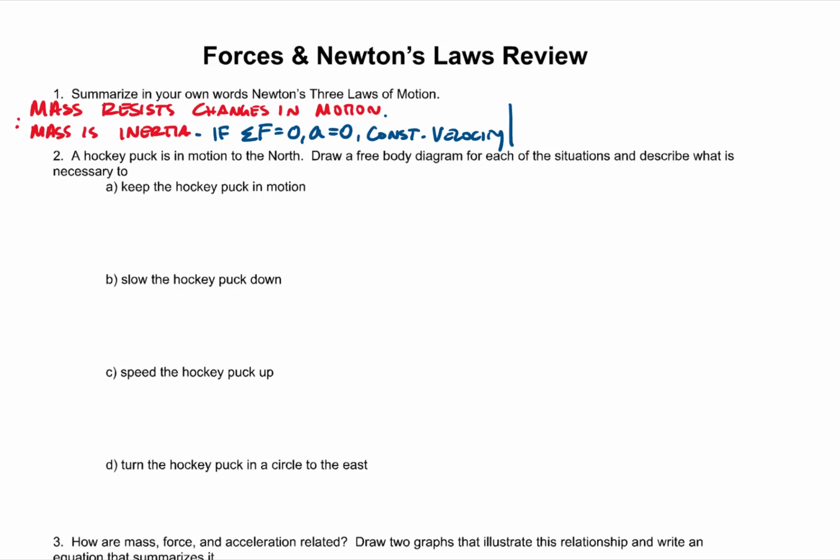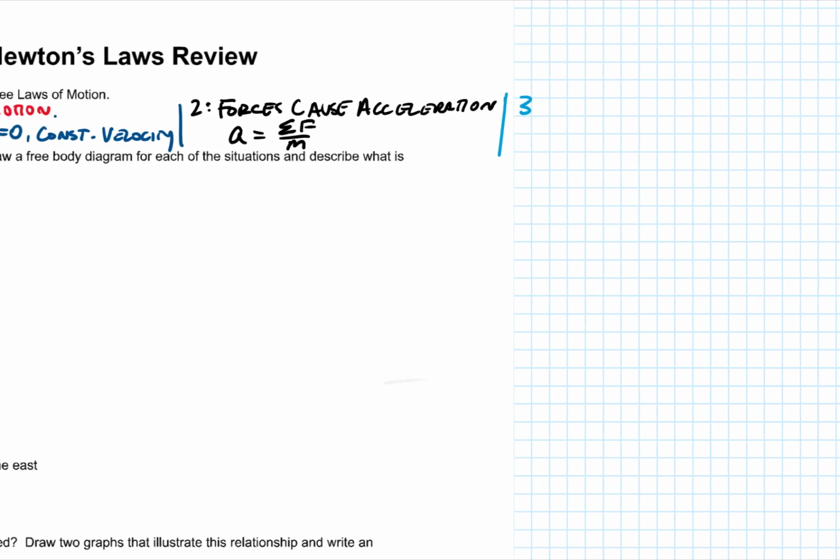The second law tells me that forces cause acceleration. That's the second law. And if I want to calculate the acceleration of the object, it's going to be the net force, or the total force acting on the object, divided by its mass.